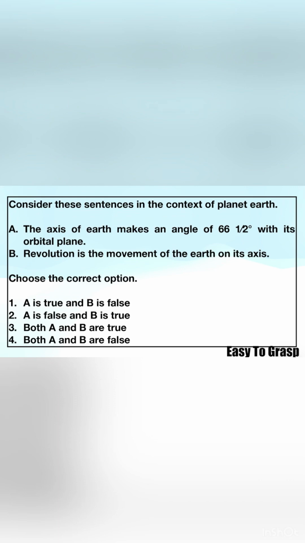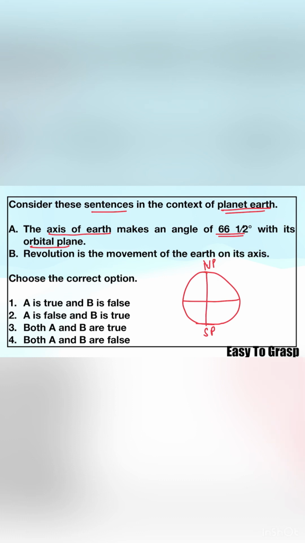The question is, consider these sentences in the context of planet Earth. You are given two sentences. The first sentence says, the axis of the Earth makes an angle of 66.5 degrees with its orbital plane. Let us see what the statement is saying. If this is Earth, then we should know that this is the equator, and this area represents the North Pole and South Pole. But you should know that Earth is slightly tilted.